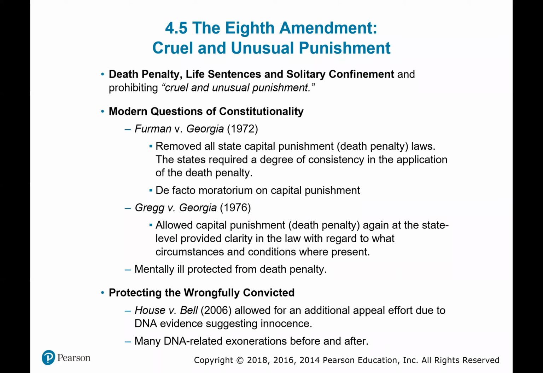However, the mentally ill were protected from the death penalty, as was the case from other court cases to uphold that. Protecting the wrongfully convicted, we have House v. Bell, fairly recently, 2006, which allowed for an additional appeal effort due to DNA evidence suggesting innocence. So this is a new technology that obviously wasn't around in the 19th century or most of the 20th century. And so this now allowed for an additional appeal if there is DNA evidence that may suggest innocence. And we have many DNA-related exonerations before and after 2006.